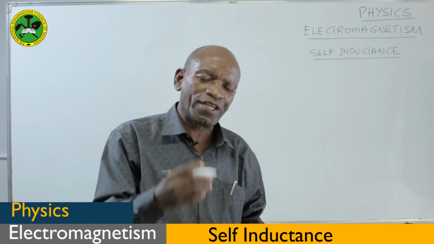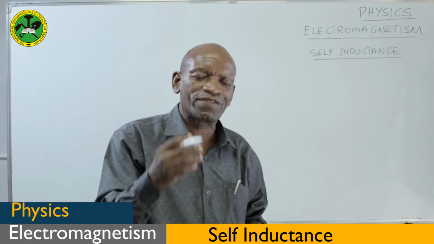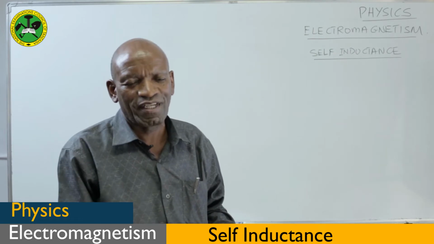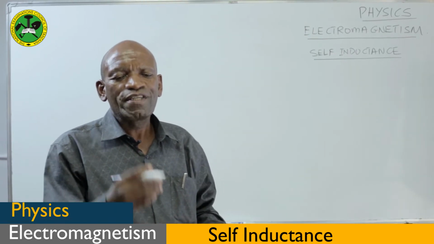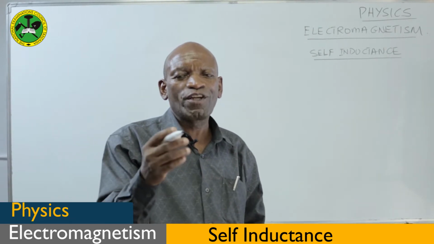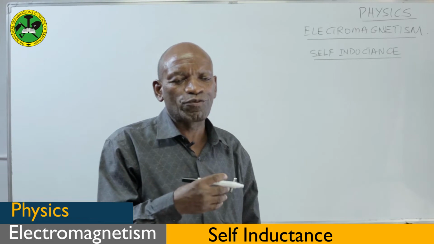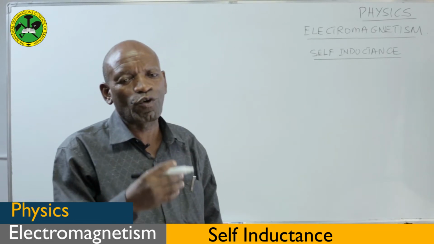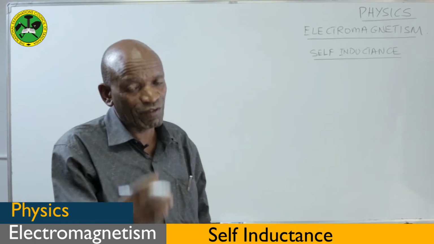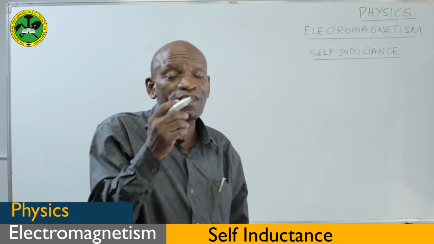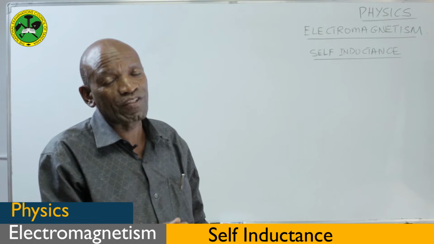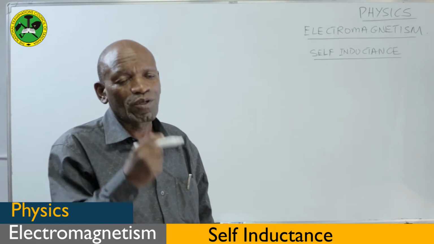And this particular EMF, which is produced within the same coil due to the variation of the current flowing through the same coil, is called self-induced EMF. And because it's flowing in an opposite direction, sometimes we call it a back EMF. Therefore, from Lenz's law, this back EMF, or the self-induced EMF, will be resisting the growth of the current which is flowing within the same coil.